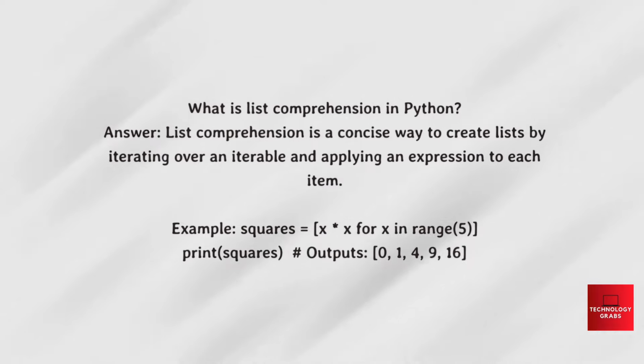What is list comprehension in Python? Answer: List comprehension is a concise way to create lists by iterating over an iterable and applying an expression to each item. Example: squares = [x**2 for x in range(5)]; print(squares). Outputs 0, 1, 4, 9, 16.